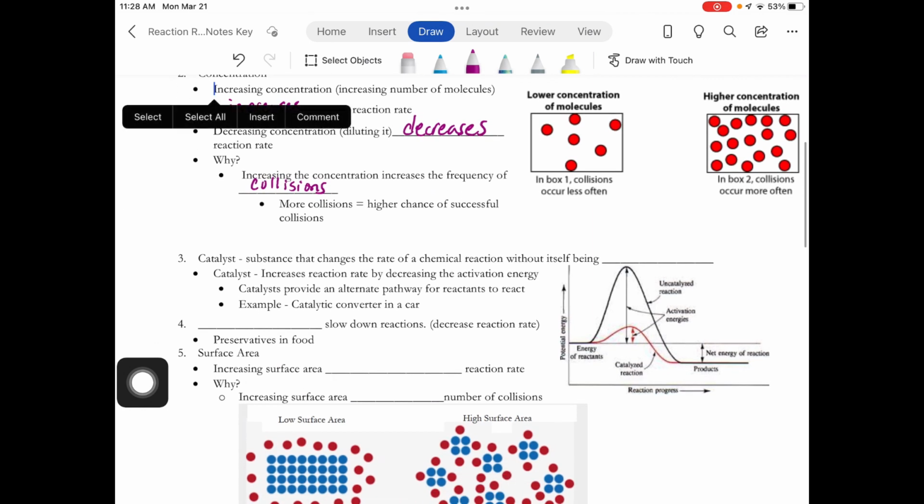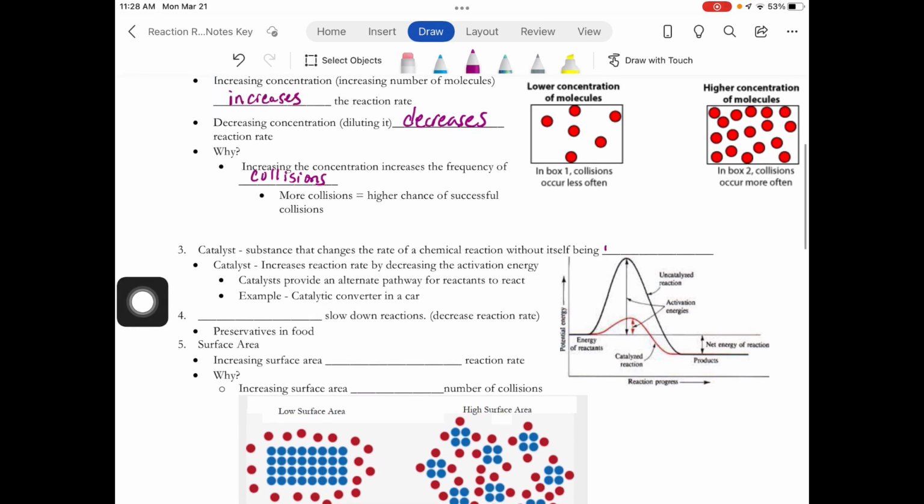A catalyst. A catalyst is a substance that changes the rate of chemical reaction without itself being used up. A catalyst increases the reaction rate by decreasing the activation energy. So this black line shows an uncatalyzed reaction, whereas the red line shows the reaction with a catalyst. So a lot less energy is needed for that to react. An example for that would be a catalytic converter in your car.